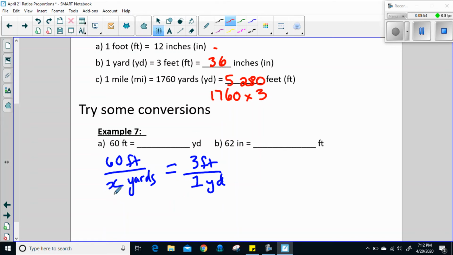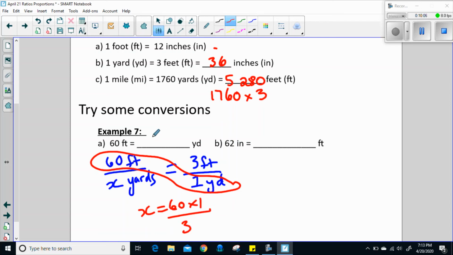Let's see here. I've got 60 over x, 3 over 1. Let's do a little cross multiply here. So x is 60 times 1 divided by 3. And 60 divided by 3 is 20. So 60 feet is the same thing as 20 yards. So you just have to divide it by 3. Nice. All right. Let's try another one.